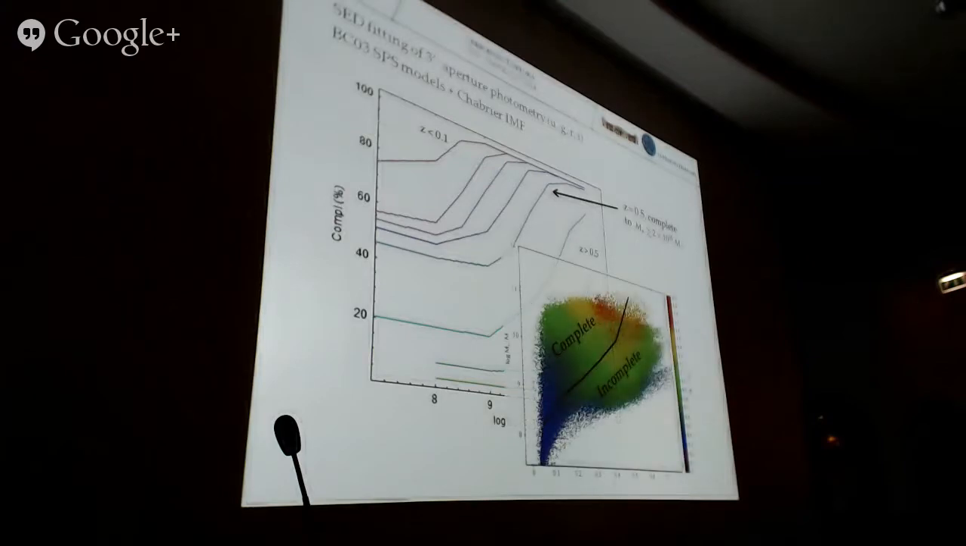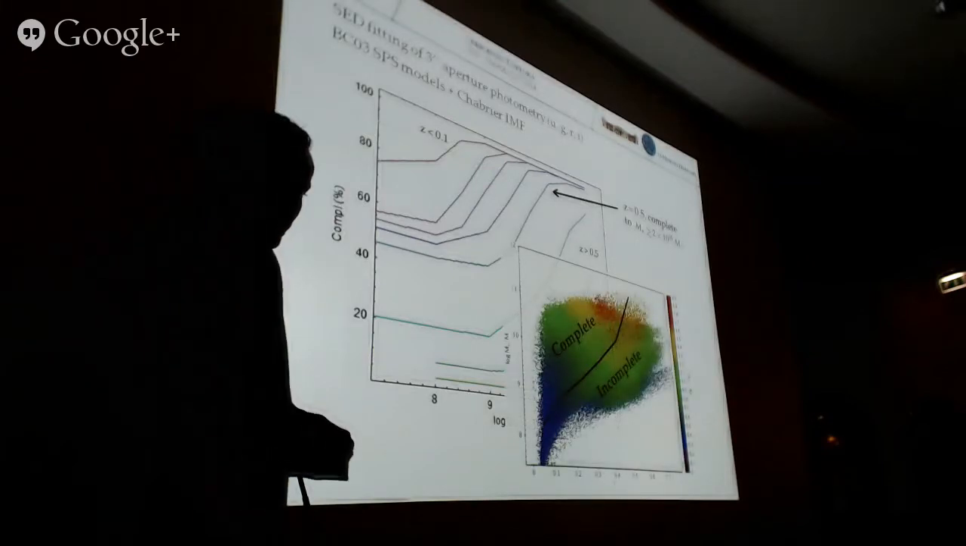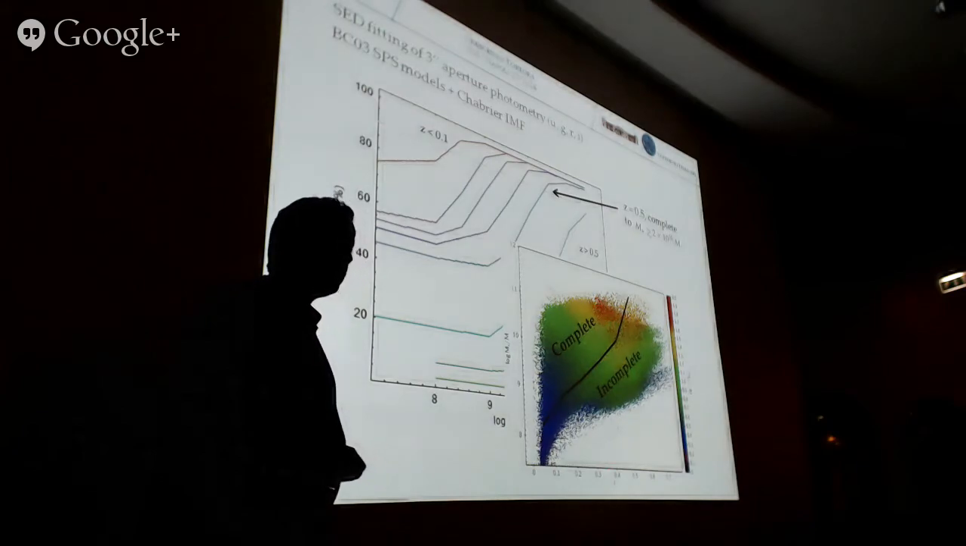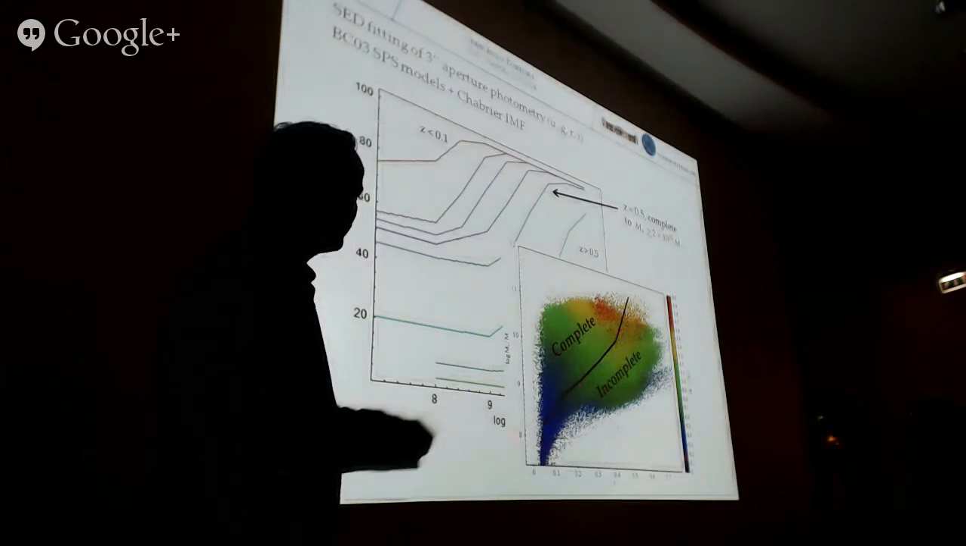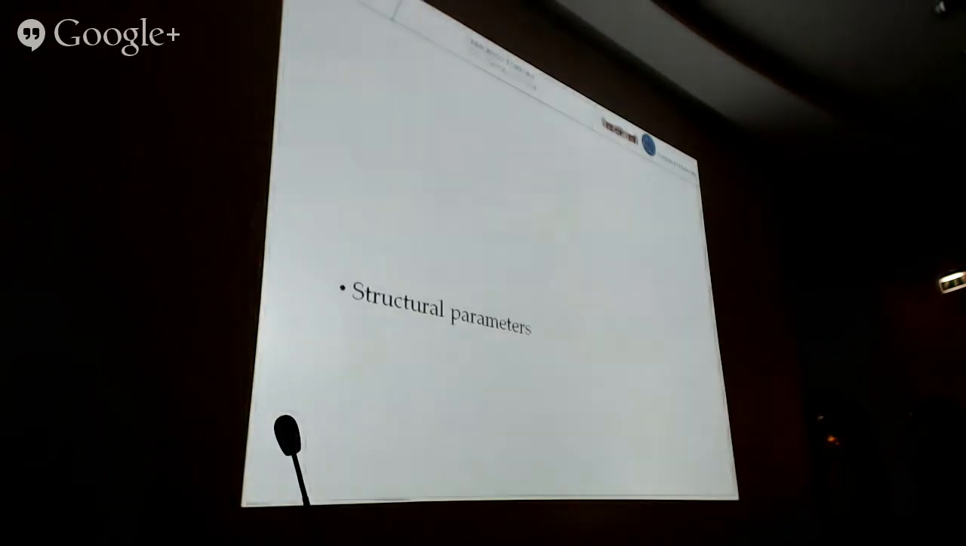Okay, this is another nice picture where I show the stellar mass as a function of redshift, colored by the observed color. Here again, the region where we are complete.